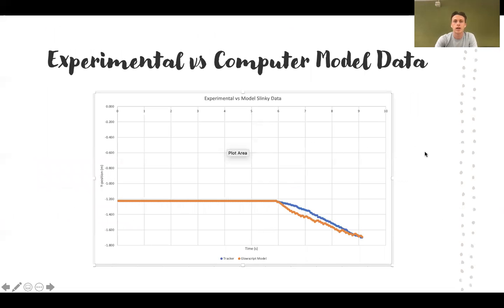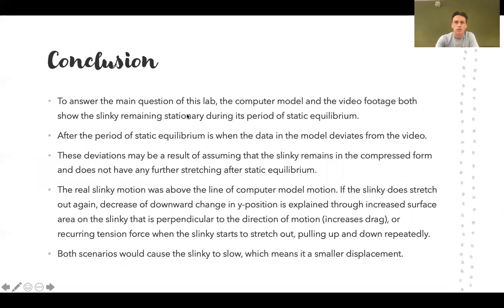Here's the experimental versus computer model data. As you can see from that graph, to answer the main question of this lab, the computer model and the video footage both show that the slinky remains stationary during its period of static equilibrium. After that period of static equilibrium is when the data in the model starts to deviate from the video.